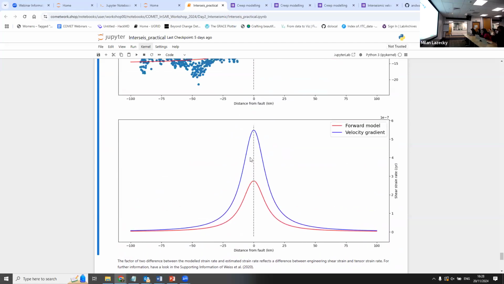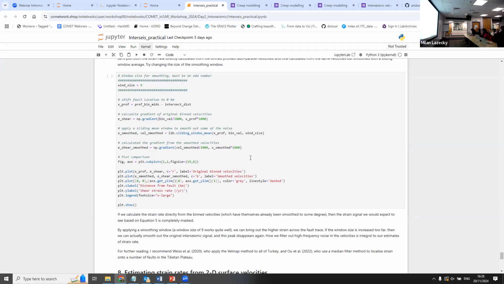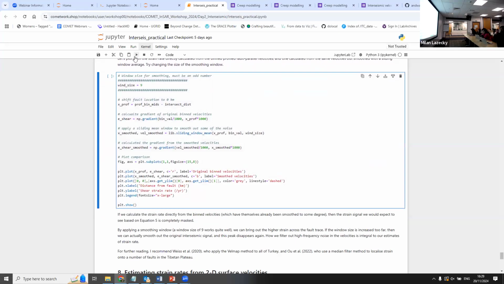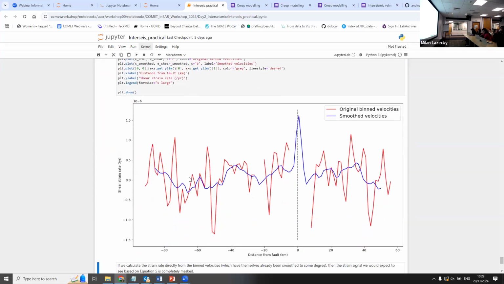So this is from the forward model, but if we calculate strain rate from profiles, you will see that if we calculate shear strain rate from the original velocities, the strain rate will be very noisy, and you cannot see where the fault is.